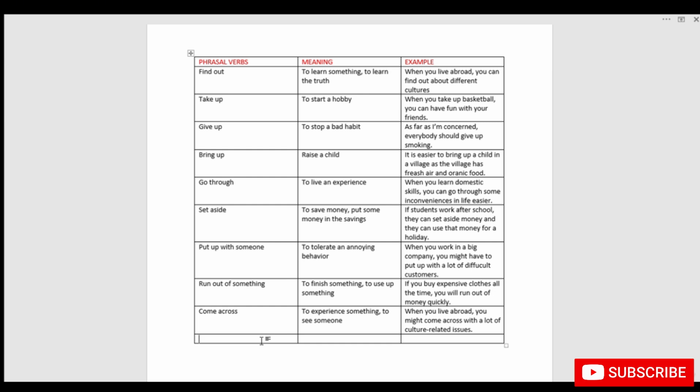And our last example is cut back on something. It means to consume something less. And let's imagine we are writing an opinion essay about fast food. So I say, children ought to cut back on fast food. What I mean here is that I am saying that children should consume less fast food. If they are eating a lot of fast food, they should stop eating a lot of fast food and they should eat less.